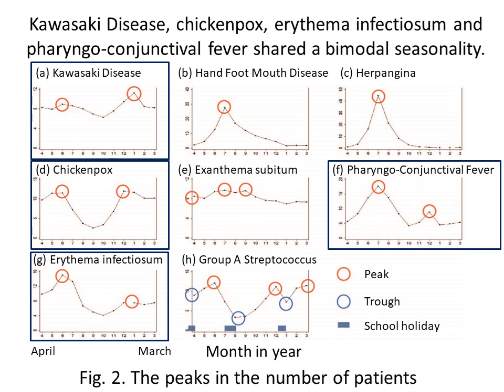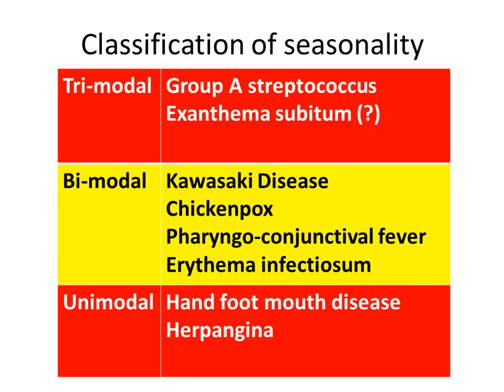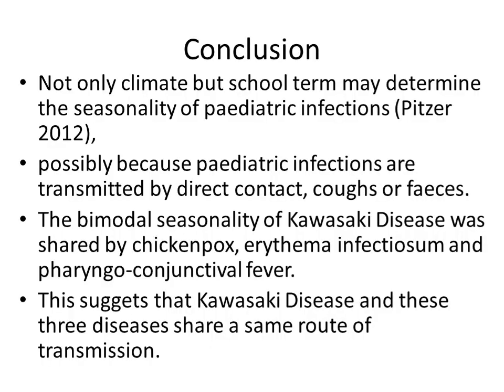The troughs of Group A Streptococcus were in August, January, and April, which followed the holidays of schools and preschools. This finding suggests that these troughs were due to the separation of children during the holidays. The example of Group A Streptococcus suggested that the school term may be an important determinant of the seasonality of pediatric infection. Possibly this is because pediatric infections are transmitted between children through direct contact, coughs, or feces.